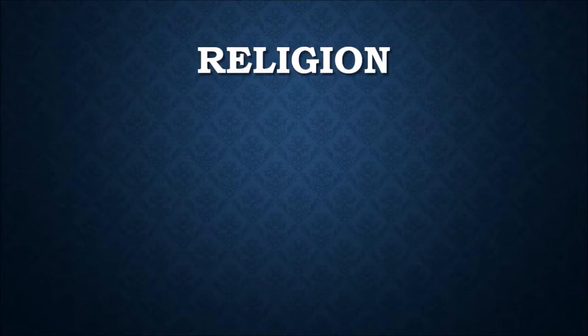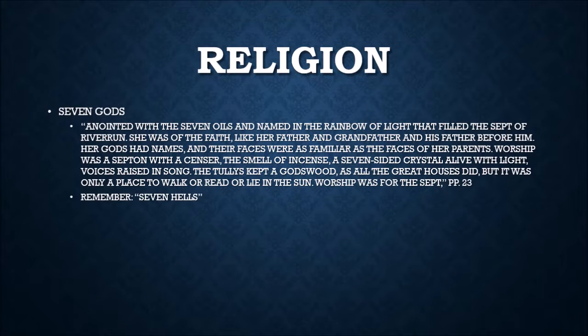Catelyn also knows a great deal about religion. She herself is of the faith, which we're going to discuss later in the Catelyn Stark character overview section. But we have two separate types of religion that we see in this chapter. We have the 7 gods, "anointed with the 7 oils, named in the rainbow of light that filled the sept of River Run. She was of the faith, like her father and grandfather and his father before him. Her gods had names, and their faces were as familiar as the faces of her parents."